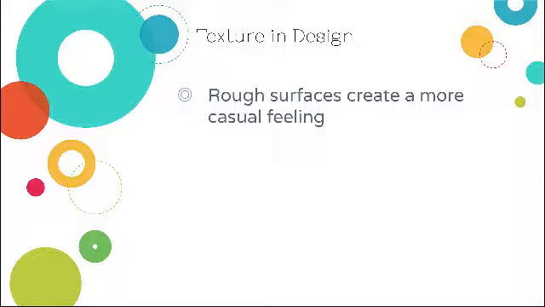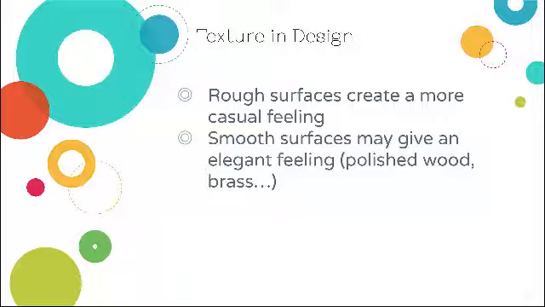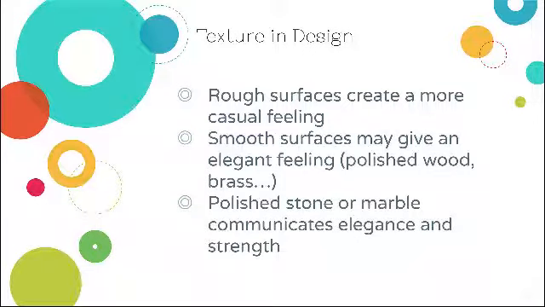Now, as you're using texture in design, think about how it's used and what the room is going to be used for. Rough surfaces tend to have a more casual feel, so if you want a casual feeling room, that could be a helpful idea to think about. Smooth surfaces give a room a more elegant feel. So if you think of polished wood or polished brass or polished marble, you're going to have a more elegant feel with those types of textures. Polished stone or marble gives an elegance as well. It's a very sturdy, thick, strong stone, and so it can give that feeling of strength too.